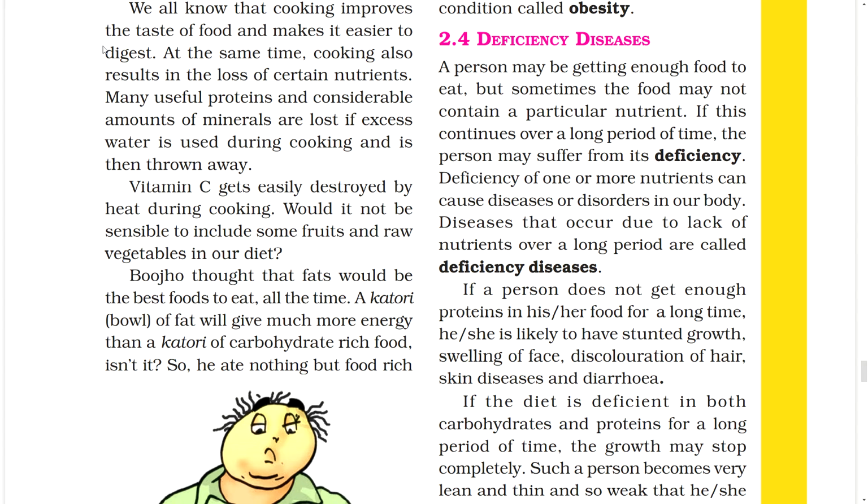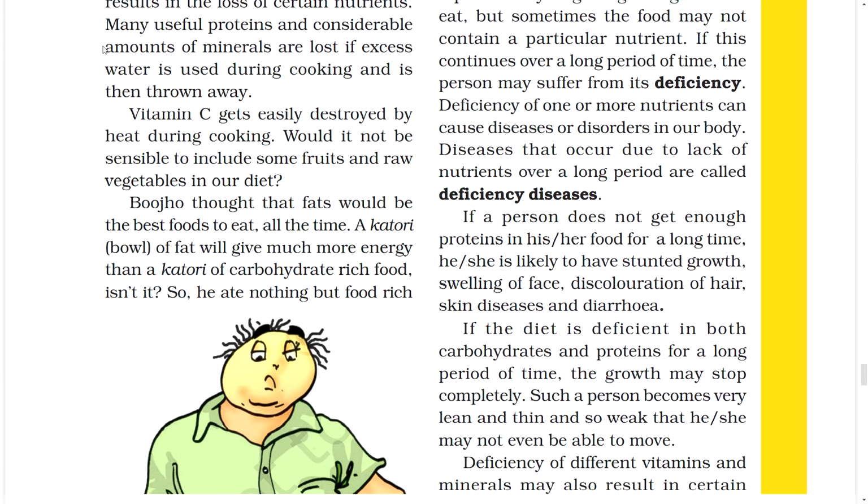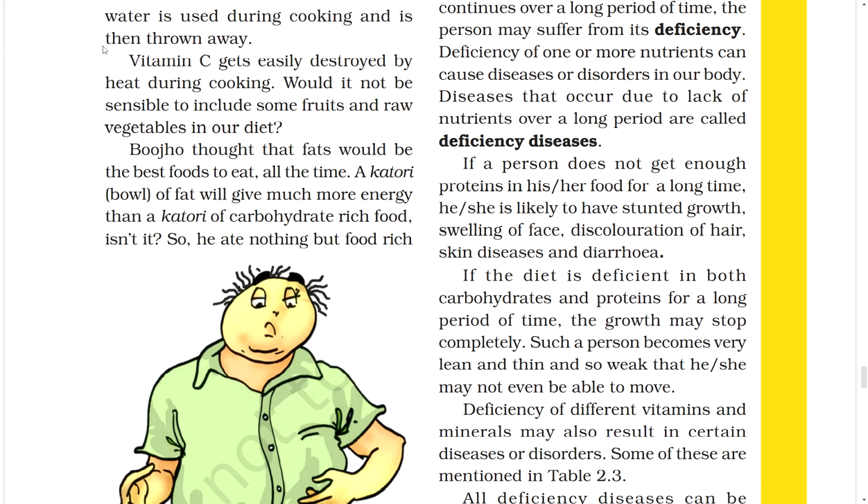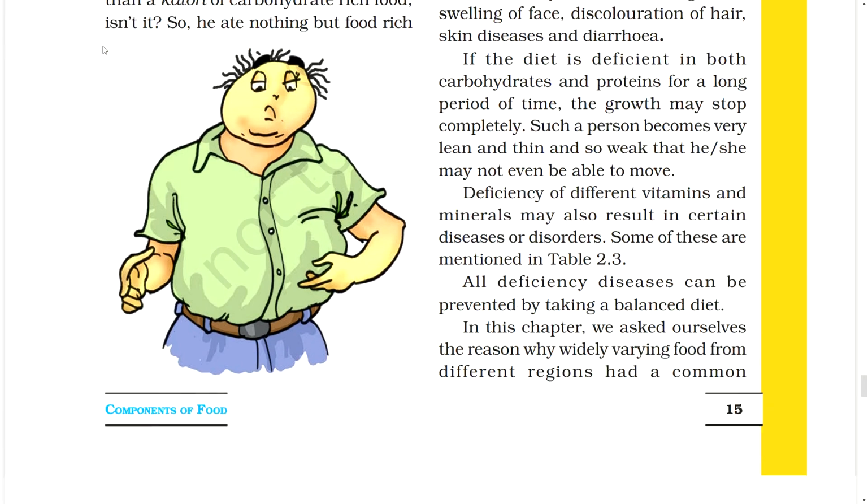If a person does not get enough proteins in his or her food for a long time, he or she is likely to have stunted growth, swelling of face, discoloration of hair, skin diseases, and diarrhea. If the diet is deficient in both carbohydrates and protein for a long period of time, the growth may stop completely. Such a person becomes very lean and thin, so weak that he or she may not even be able to move.